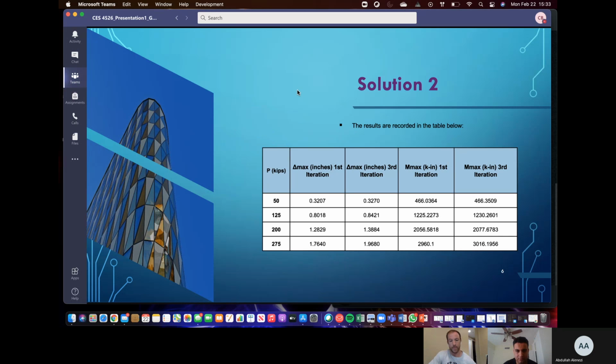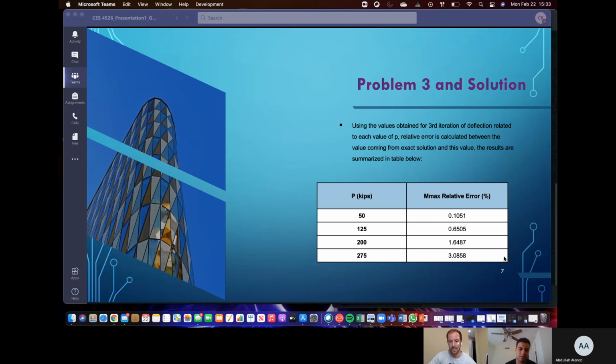So these are the results that we came up with. As you can see, the maximum moment is not significantly higher than, for example, with the 50 kip load, where we had a 450 moment at each end already. So that's an indicator that our relative error is going to be very low because these numbers are close to begin with.